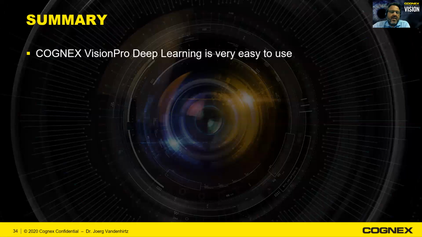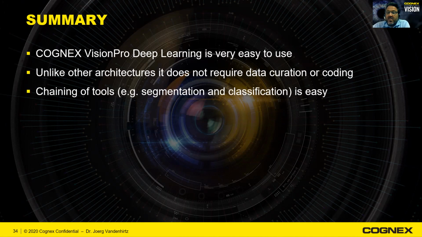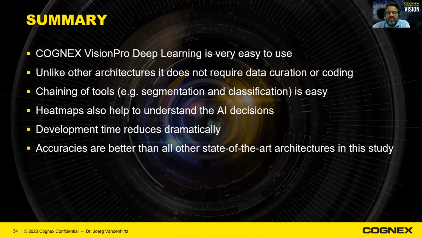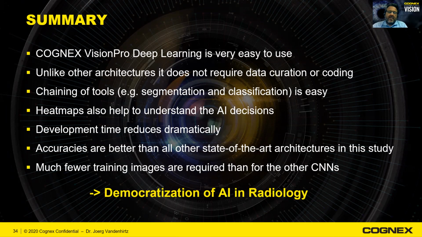So the summary, we can say COGNEX VisionPro Deep Learning is very easy to use because, unlike other architectures, this does not require data curation or coding. It's all graphical. You can easily chain tools together like showed in this study. Heat maps also help to understand the AI decisions. Development time reduces dramatically, and the accuracies are still better than all the other state-of-the-art architectures in this study. And you need much fewer training images than other CNNs, and that's why we think that COGNEX VisionPro Deep Learning is ready for the democratization of AI in radiology.